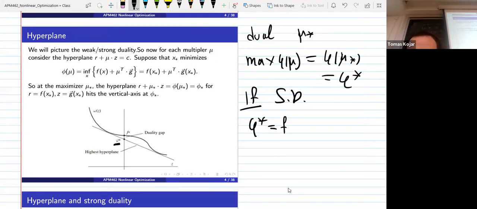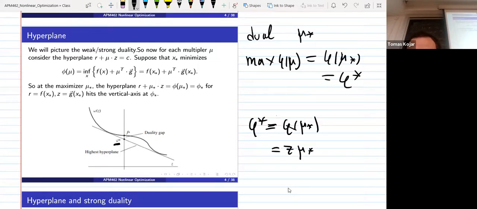I mean, this is the next picture. So, okay, let me do this first. This guy is equal to phi of mu star. Like this. So this is mu star times z plus r. So this line has phi star as its intercept. Okay, so now, what does that mean for you? If your primal function is not convex, then it will never touch the phi star, the f star.